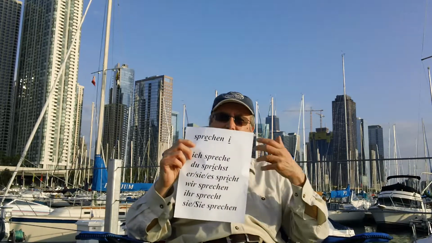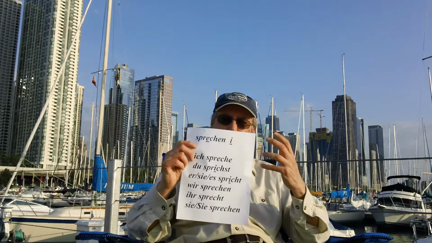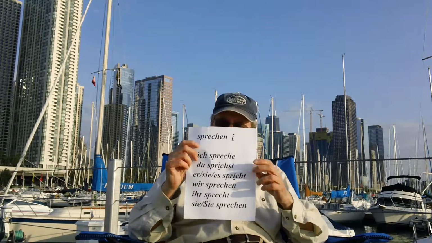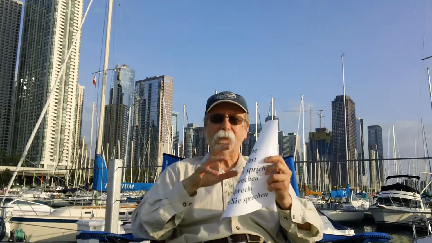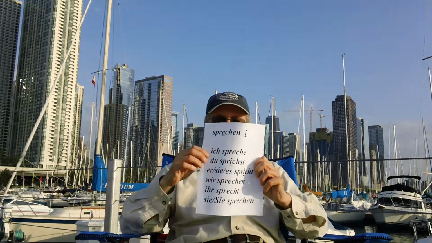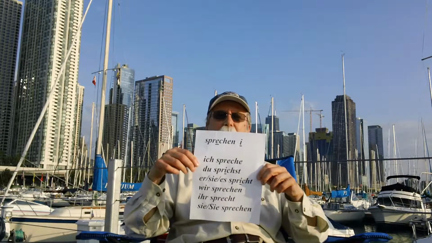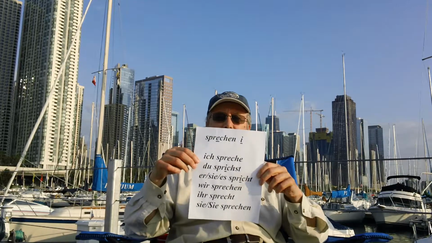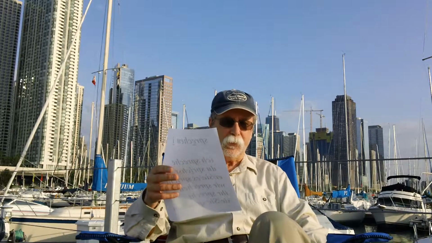And then, as is the case with all verbs in German, except for the verb to be, all plurals are regular. So we have back to what you would expect. Wir sprechen, ihr sprecht, sie sprechen. Ich spreche, du sprichst, er spricht. Wir sprechen, ihr sprecht, sie sprechen. That's one form of irregular, E to I verbs.